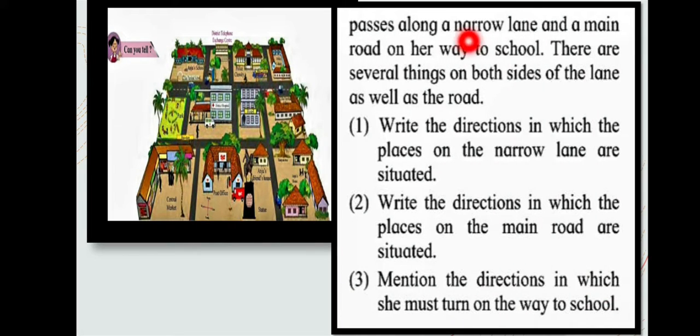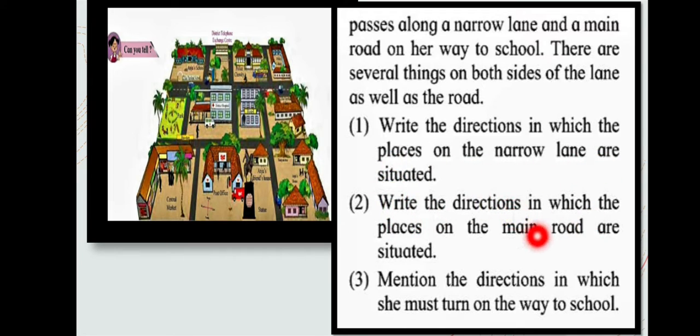Anju passes along a narrow lane and a main road on her way to school. There are several things on both sides of the lane as well as the road. Write the directions in which the places on the narrow lane are situated. So in the previous chapter we have learned about the directions east, west, north, south, northeast, northwest, southeast, southwest. So you have to write the directions in which places on the narrow lane are situated.